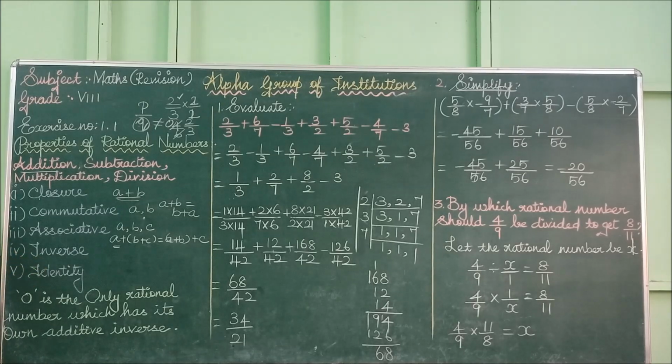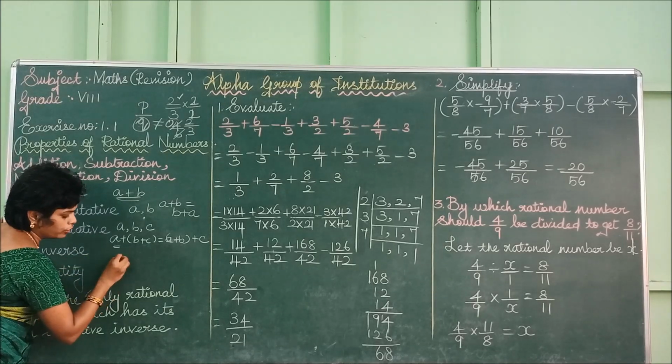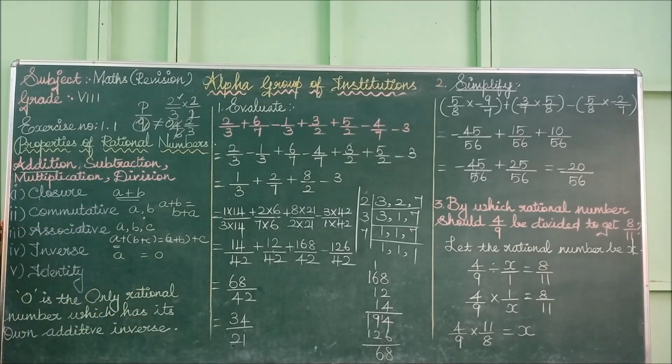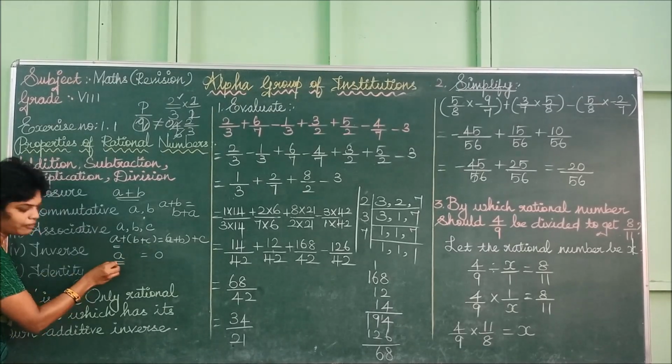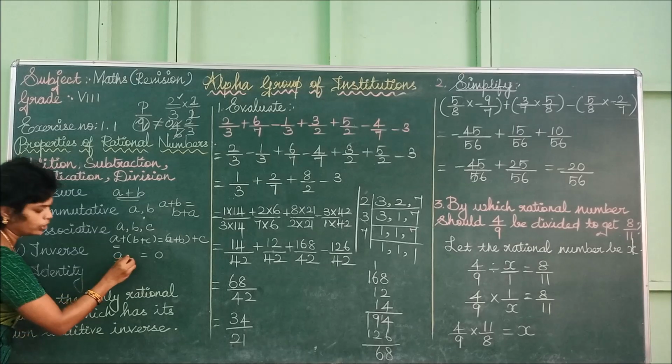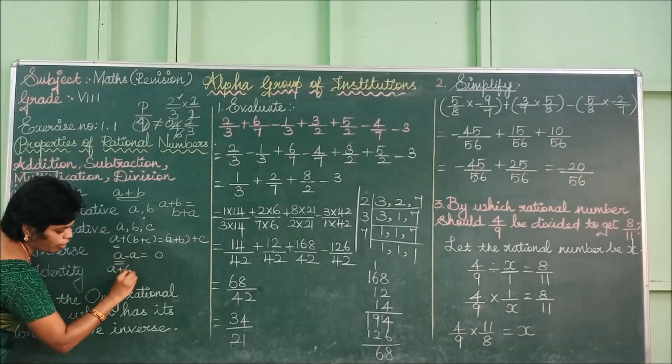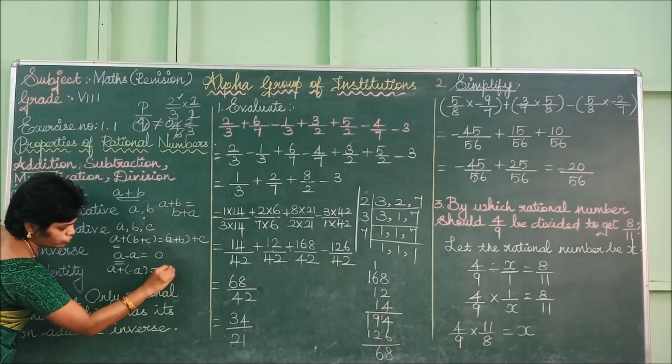Then next one is inverse. What is the additive inverse? You are going to add the two values, and the result will be 0. So A with what gives you 0? You can separate the similar value only, and you get the value as 0. So A minus A. What is the additive inverse here? A plus of minus A is equal to 0.